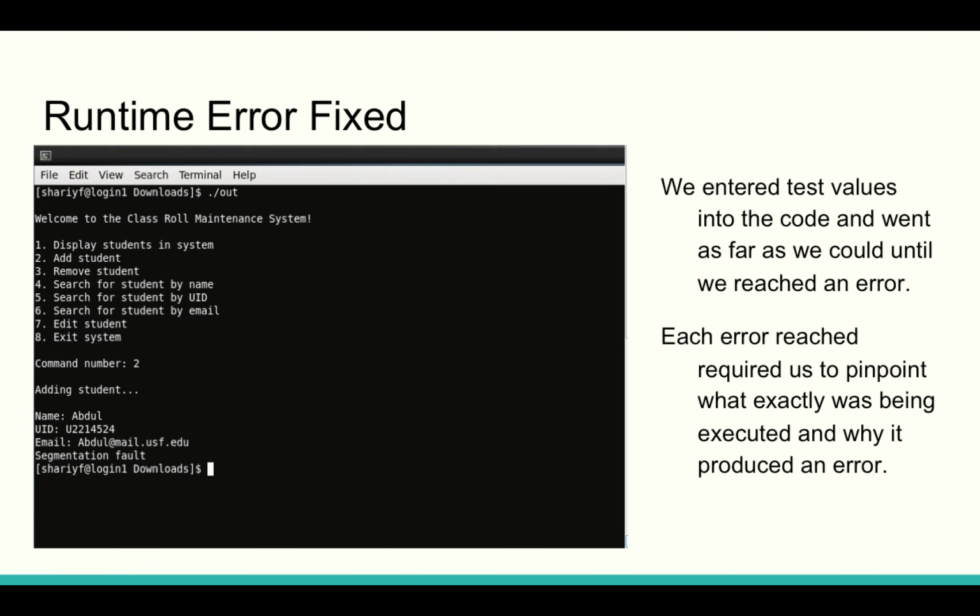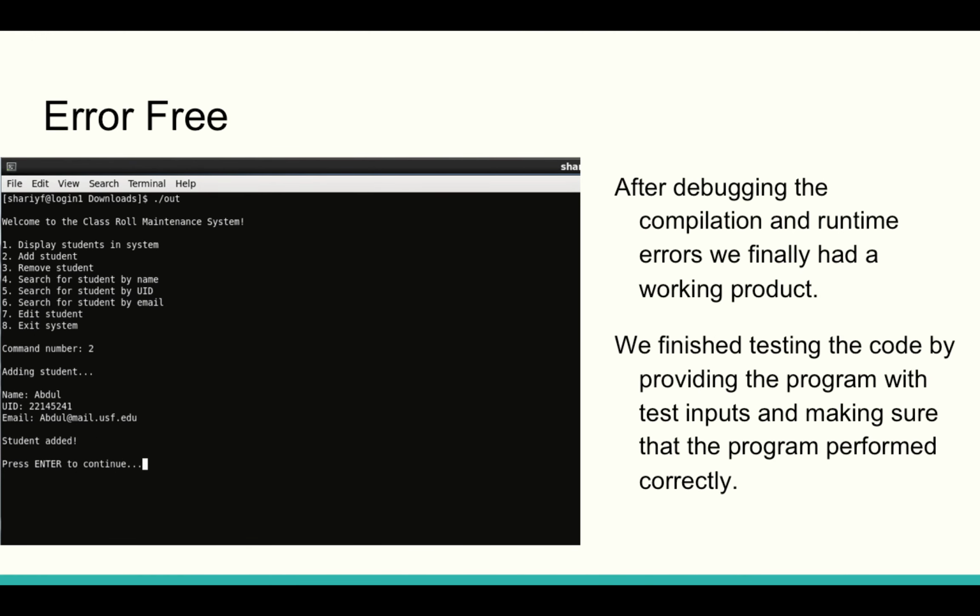We entered test values into the code and went as far as we could until we reached an error. Each error reached required us to pinpoint what exactly was being executed and why it produced an error. After debugging the compilation and runtime errors, we finally had a working product. We finished testing the code by providing the program with test inputs and making sure that the program performed correctly.